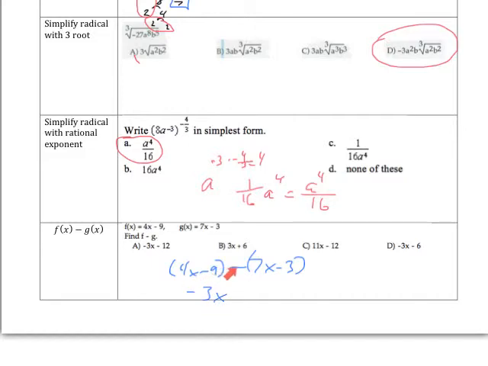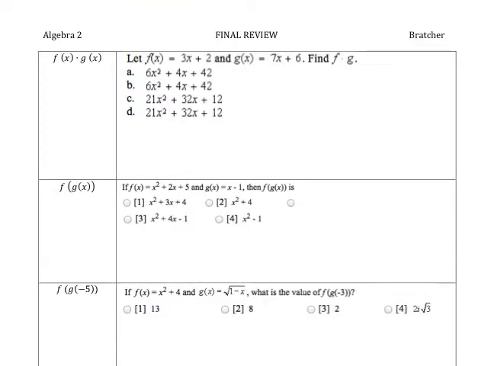Furthermore, negative 9 minus negative 3. Be careful with that. Negative 9 minus negative 3 means negative 9 plus 3, which would be negative 6. And looks like that's D. Done there. Moving on.